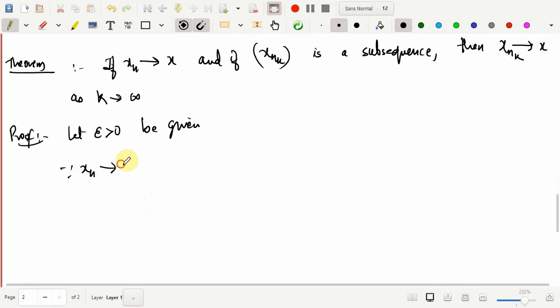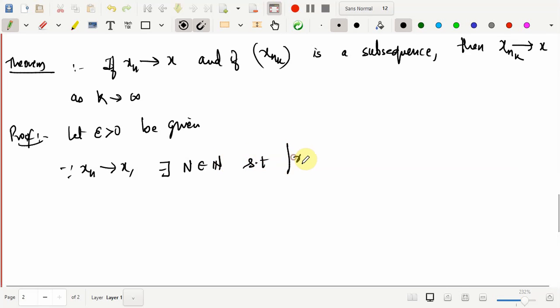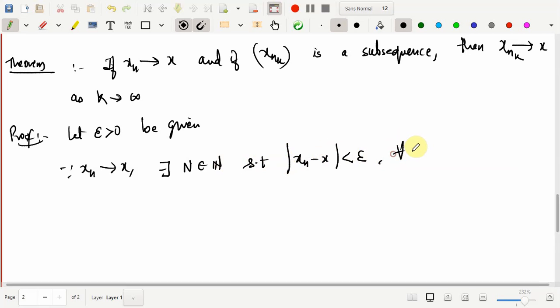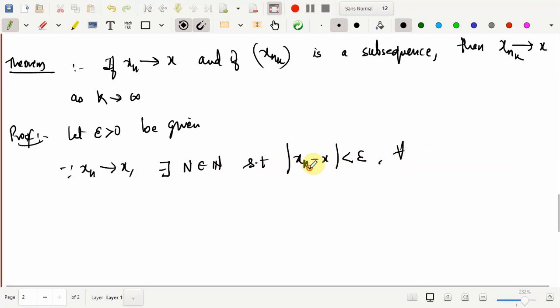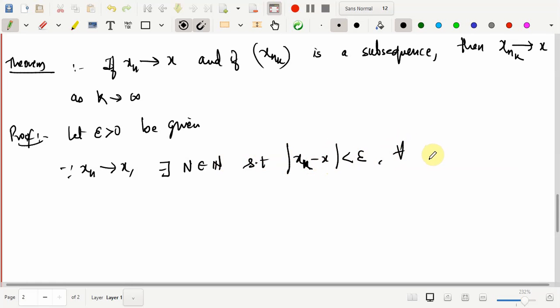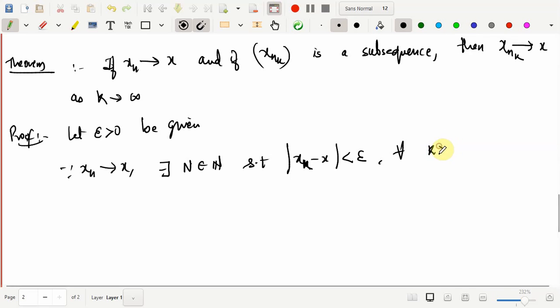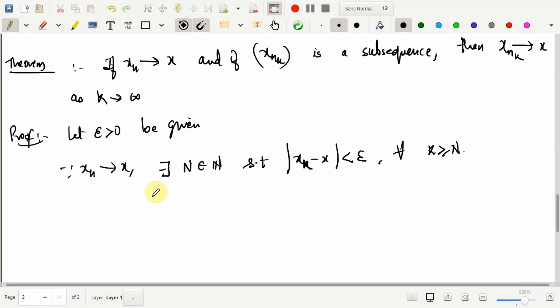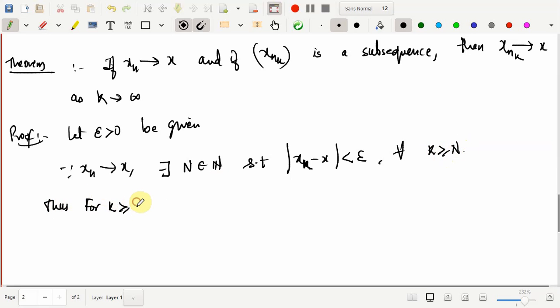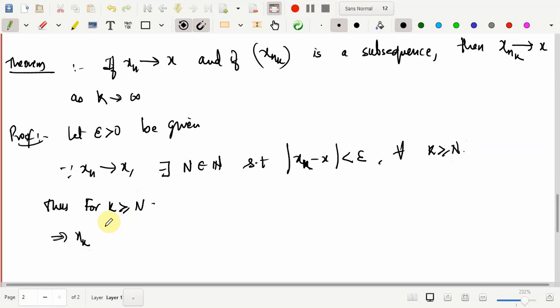Okay, so let's use the definition of x_n converging to x. Since x_n converges to x, we are able to find a natural number, say N, such that the difference |x_n minus x| can be made less than epsilon for all n greater than or equal to N. I'll use the notation k instead of n: |x_k minus x| less than epsilon for all k greater than or equal to N. Thus, for k greater than or equal to N, n_k, which is also a natural number, is greater than or equal to k, and that is greater than or equal to N. So ultimately you have n_k greater than or equal to N, and therefore the property I have stated should hold for x_{n_k} also, because that is also a term of the sequence.